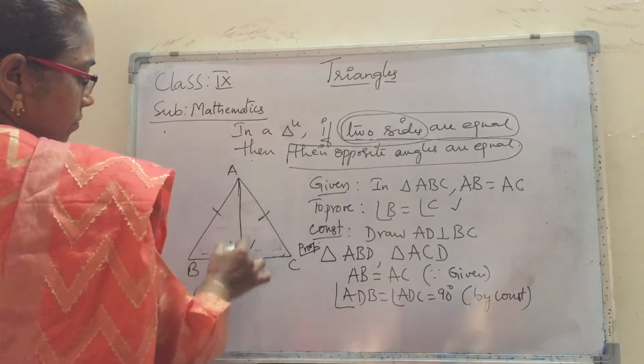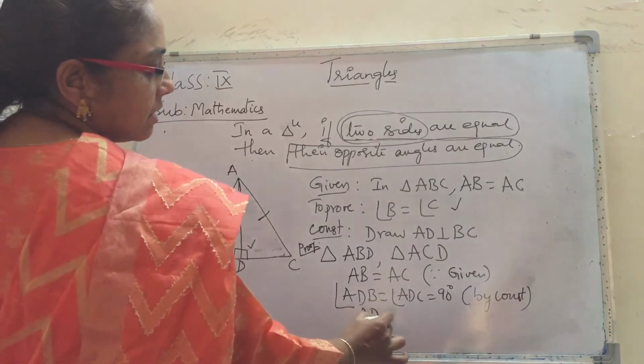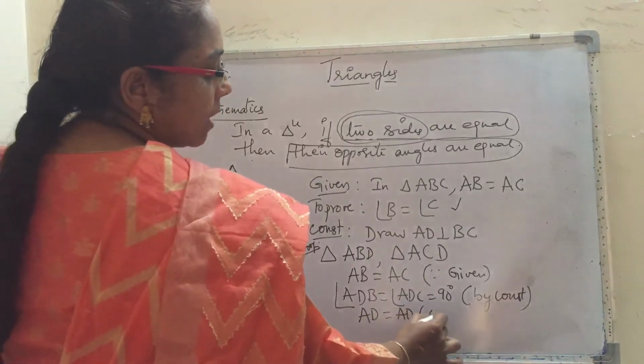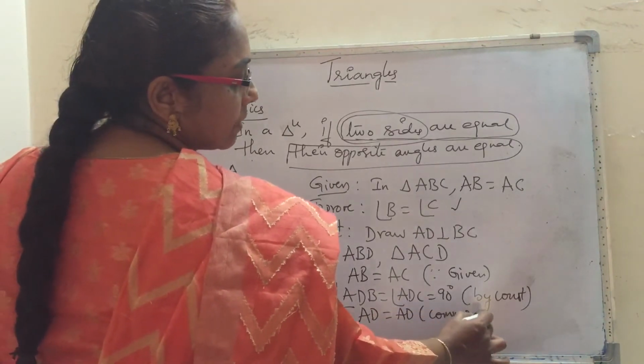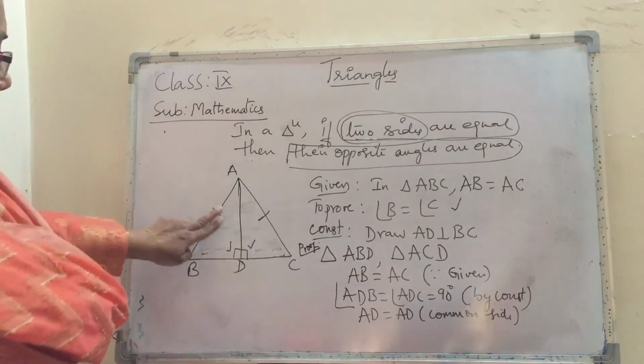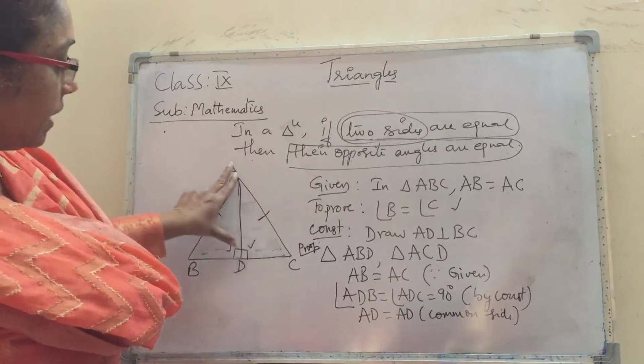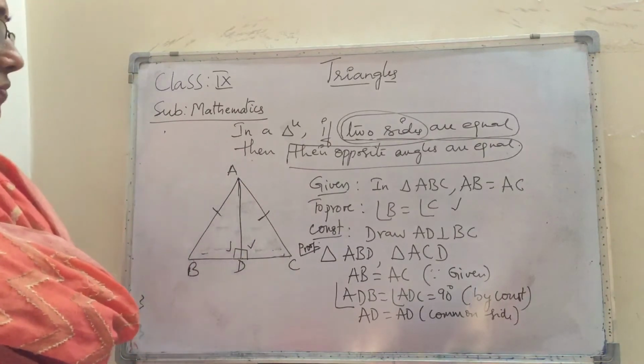Now, see what is the other part? Here AD is equal to AD. It is a common part. See, we can write common side. In both the triangles, AD is the common side. In triangle ABD, AD is one of the sides. In triangle ACD also, AD is one of its sides.